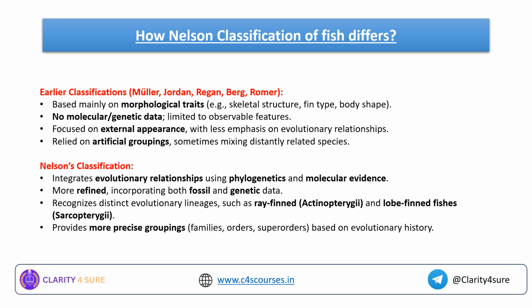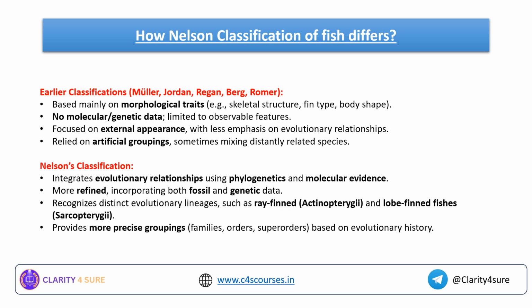Now, a big question comes: how does the Nelson classification differ from other classifications? See, earlier classifications were based only on morphological traits. Morphology in the sense of either the skeleton or the fin type or the body shape. There was no molecular or genetic data. Whatever they were observing, they made a classification based on that. Most classifications before Nelson focused only on external appearance with less emphasis on evolutionary relationships, and they relied on artificial grouping. In the sense that they mixed unrelated species into a group rather than providing a separate class or order to that particular fish species.